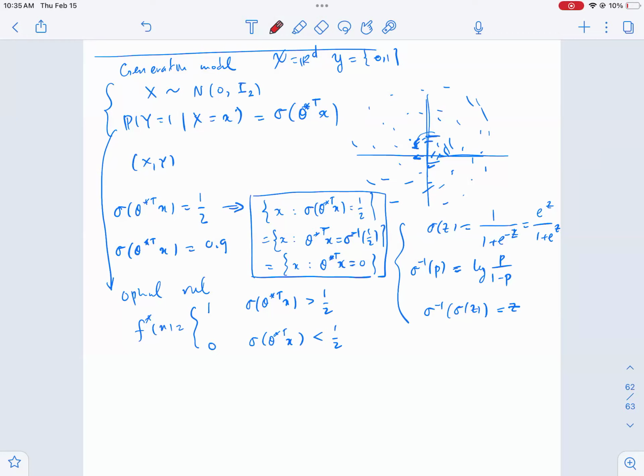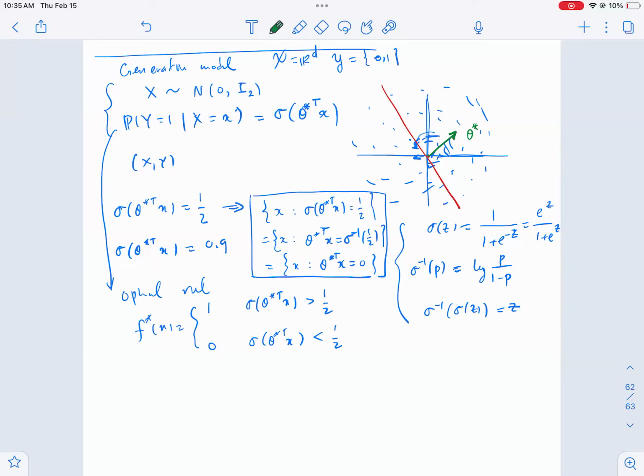It passes through, let's say, could be something. It doesn't have to be like 45 degrees. It passes through the origin, as you can see, because x equals 0. Okay, so what does the direction have to do with theta star? Theta star is going to be orthogonal to it. So let's say if that's the decision boundary, that could be theta star or the opposite direction. So you specify theta star, this defines the decision boundary. The direction of theta star determines which side is 1, which side is 0.